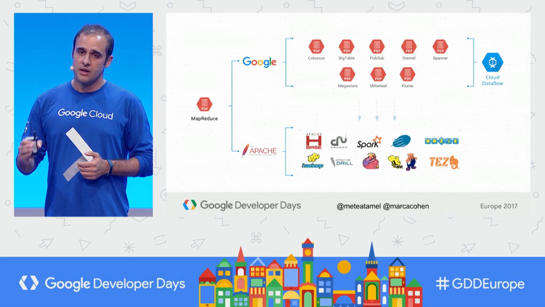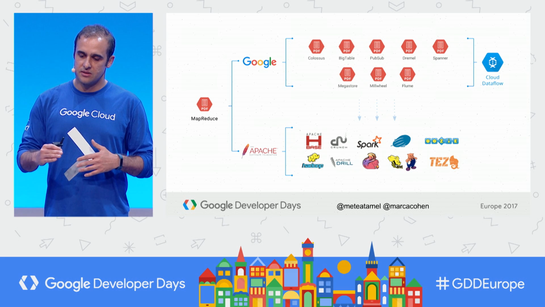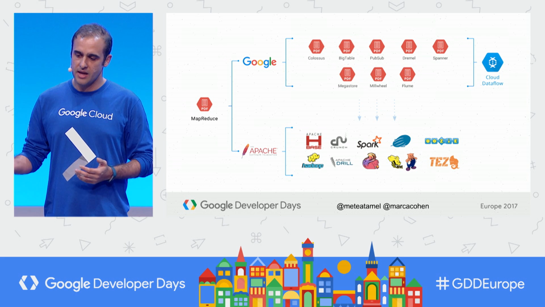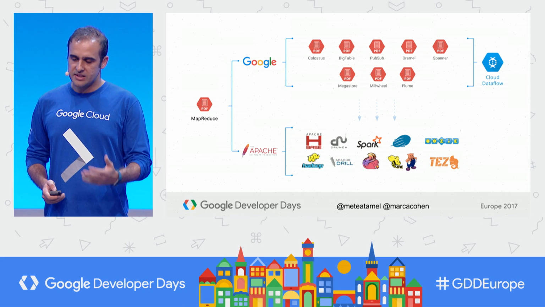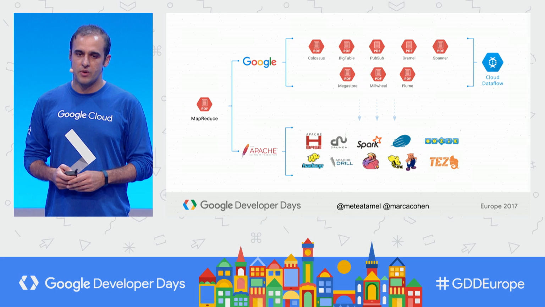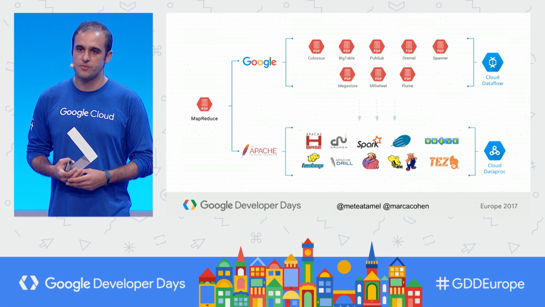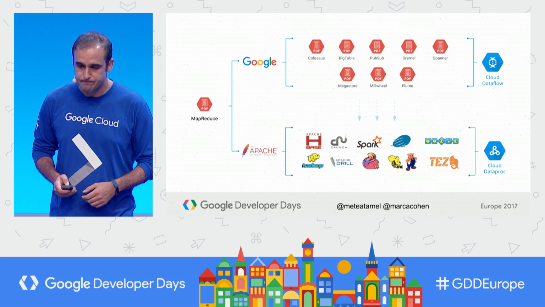We have Dataflow, which is basically the state-of-the-art data processing pipeline that came up at Google, and now we are making it available to people. But at the same time, if you are already using Hadoop and if you are already using Spark, there's something else called Cloud Dataproc. It's a way to run your Spark or Hadoop jobs on Google Cloud.